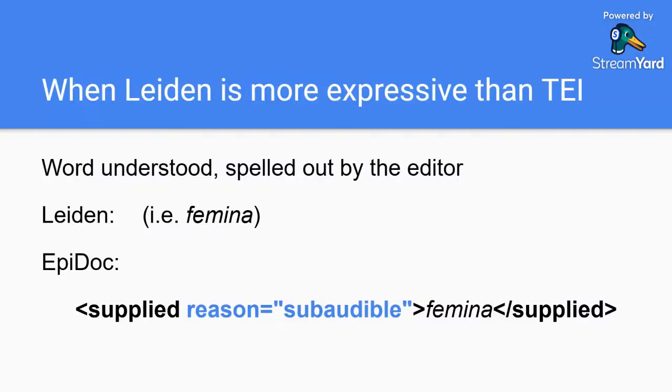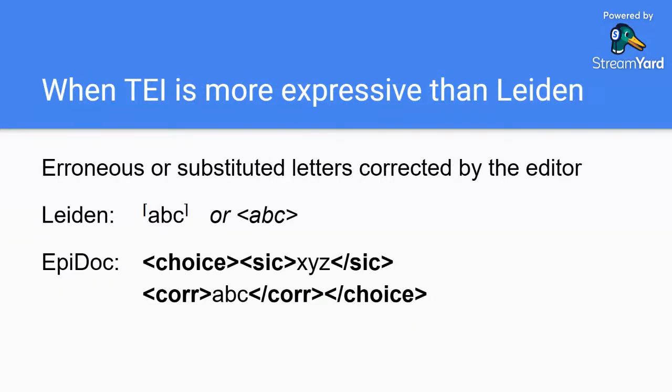So there's various different values we can give to the reason attribute that subdivide the TEI element to mirror the richness of Leiden, which is richer in these capacities than the TEI element supplied alone would be. So turning this around, cases where the TEI and therefore the EpiDoc has more expressiveness than the Leiden conventions do.